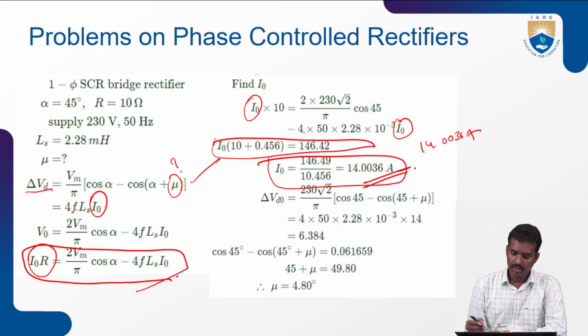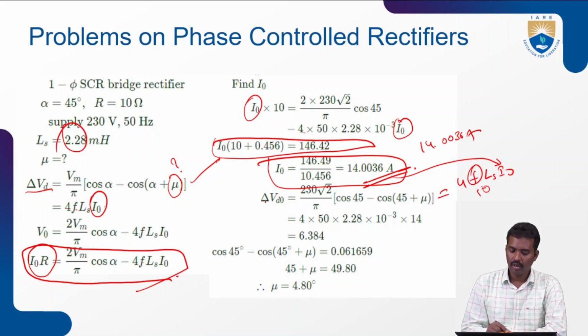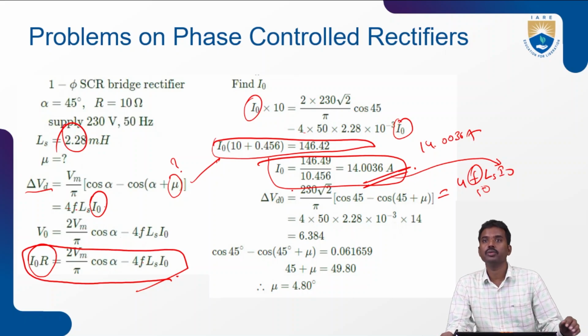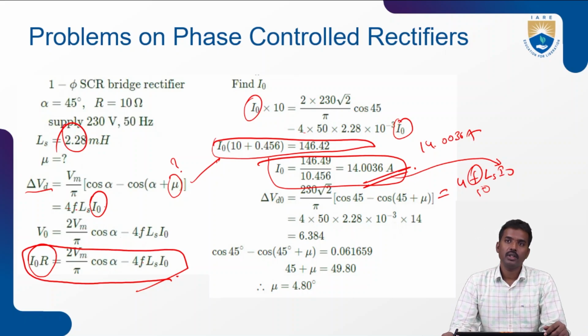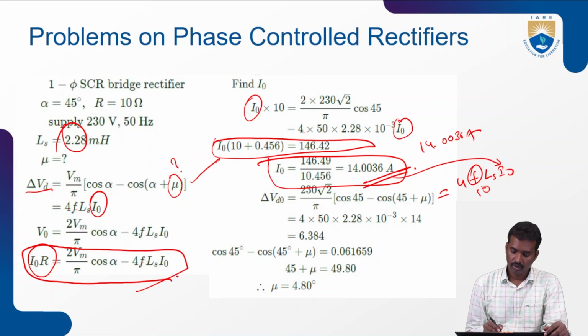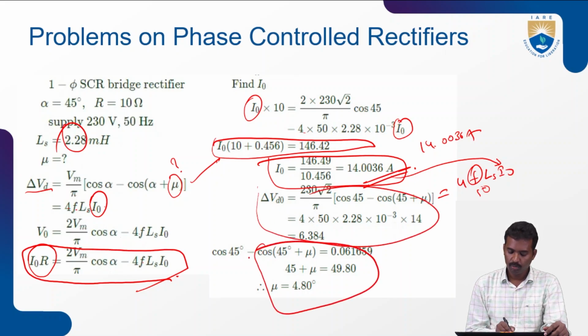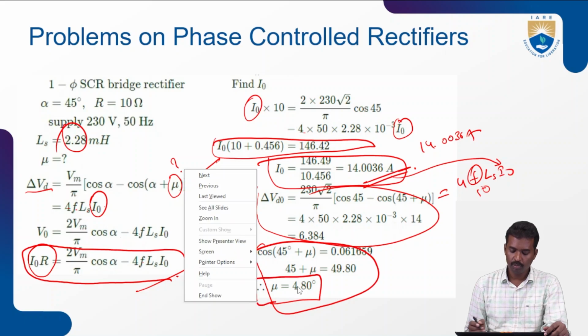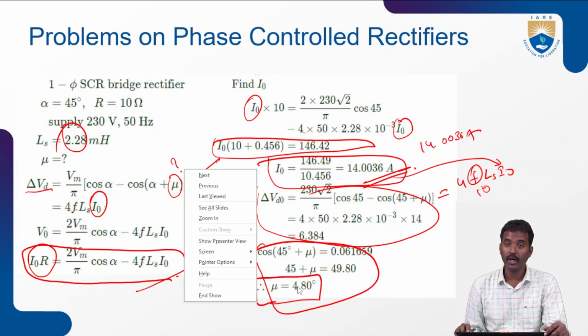Now substitute this I naught in this. What is the formula? 4 into F into Ls into I naught. Substitute this I naught; L value is this much and F is 50 Hz. And now here Vd naught equals 230 into root 2 by pi, cos 45 minus cos 45 plus mu. So from this calculate the mu value. That is the commutation overlap angle, 4.8 degrees.